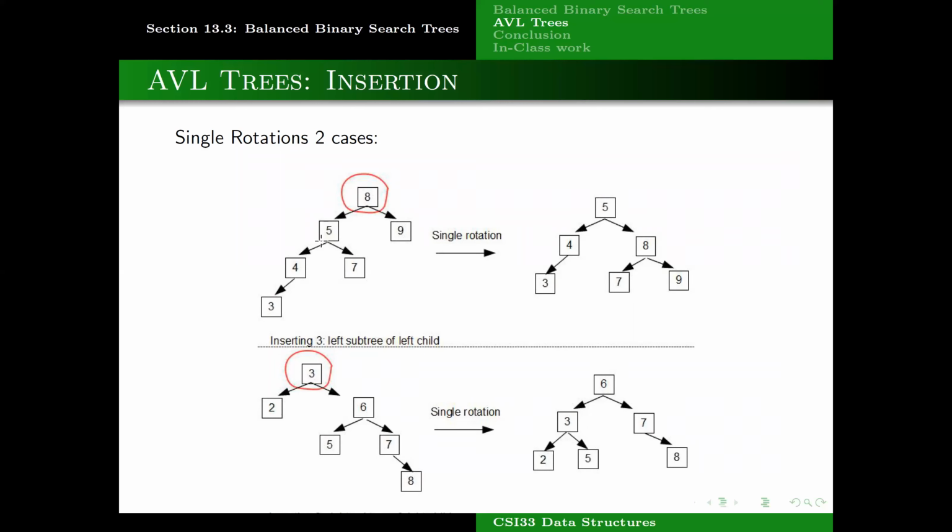This is the single rotation. And what we do here is we kind of undo it. We rotate to the right, right? Now, how does the rotation happen? This 5 has been replacing the 8. 7 becomes the child of the 8, and the 9 still is the child of the 8. So this is how the final tree looks like.